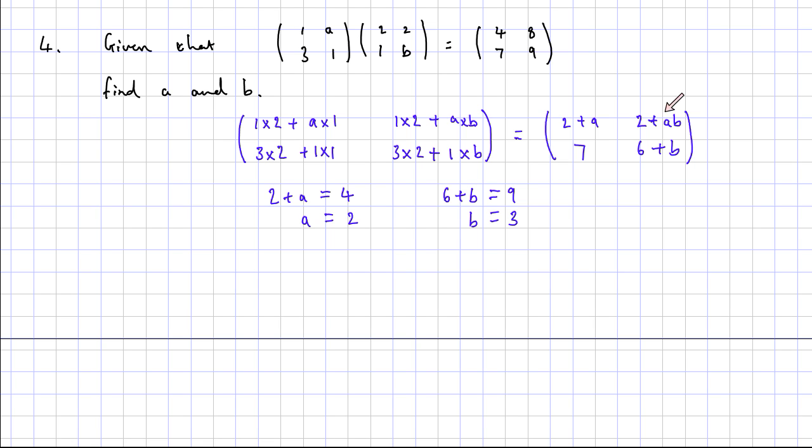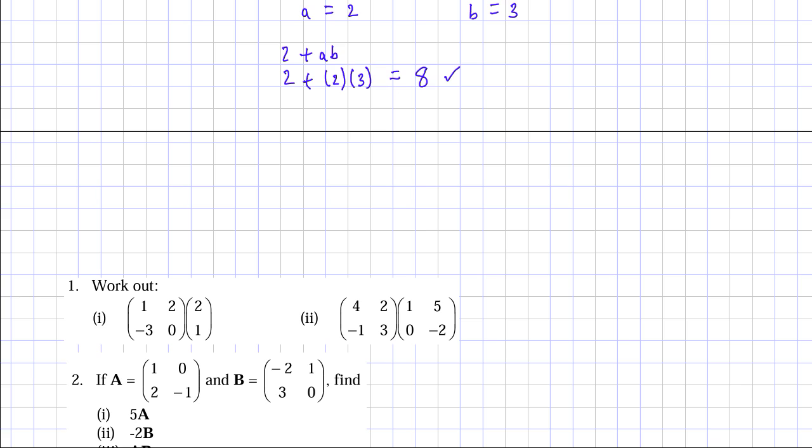And this last one here, let me check if this works out. So I've got 2 plus AB. Now if I substitute these values, I should get 8. So let's see if that works. So 2 plus, A is 2, and B is 3, so 2 times 3 there. So 2 times 3 is 6, so that is going to be 8, and this is what we needed. Okay, so the value for A is 2, and the value for B is 3.